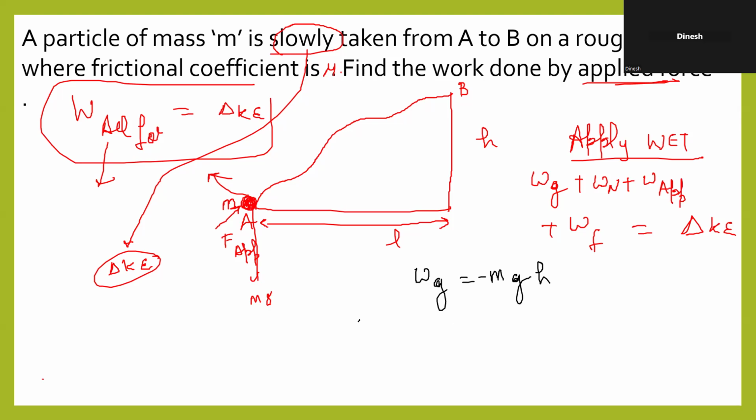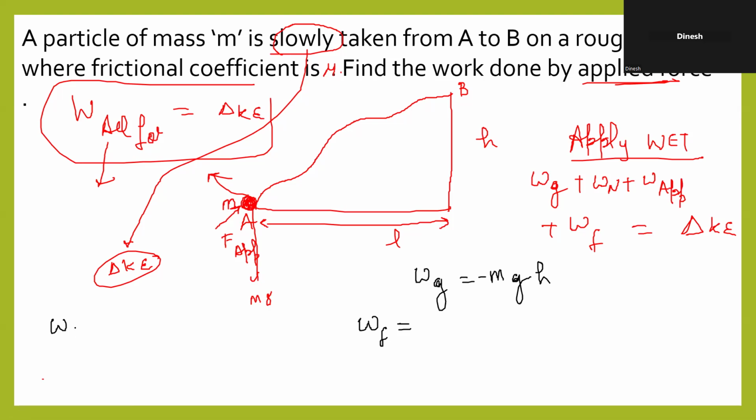Now work done by friction. Now you can understand friction. The frictional coefficient is given. How much work is done by the friction? Friction is how much? Tell me. How much work is done by the friction? Can you solve? Try.